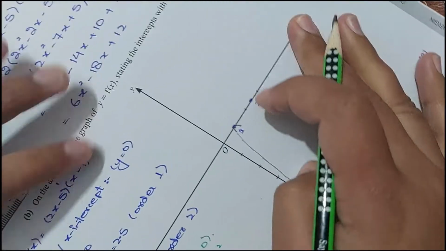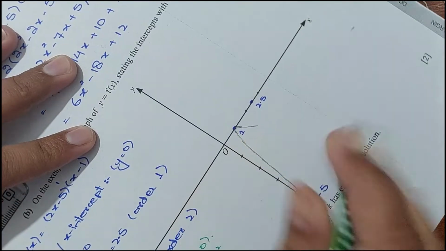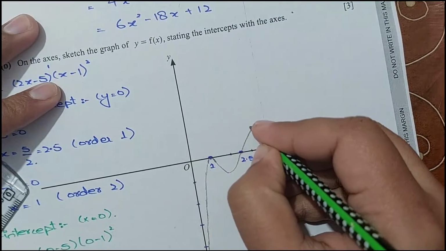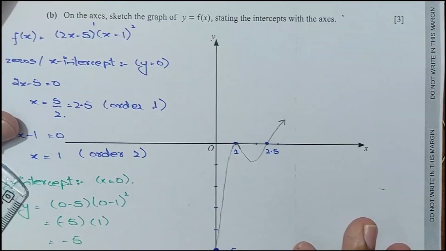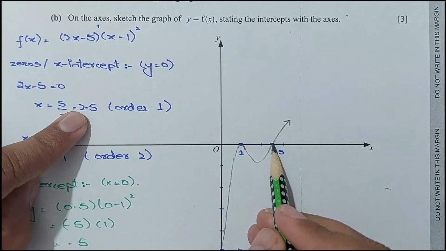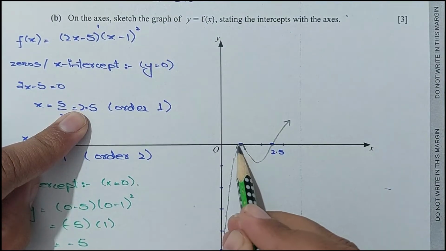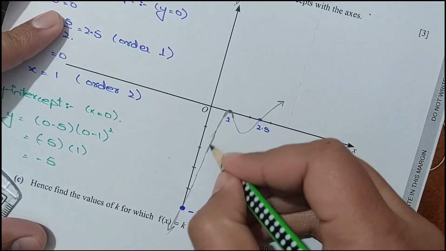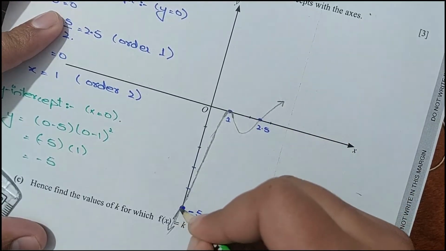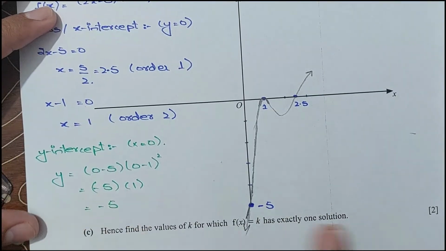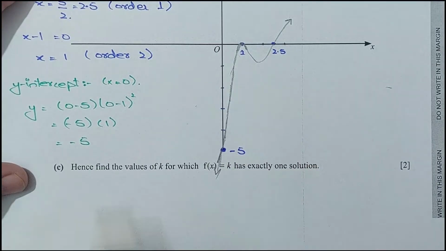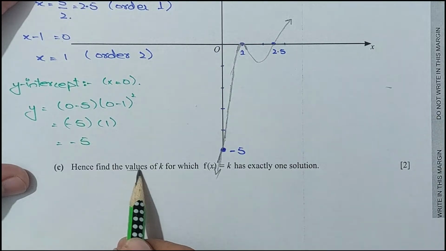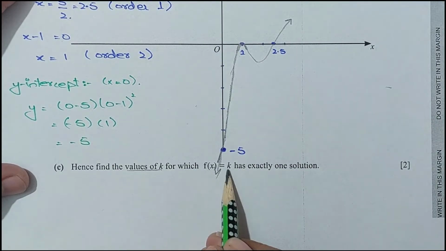All right, this would be the shape of the curve. This 0 is of order 1 and this 0 is of order 2, so it should look like a parabola, and it also passes through the y-intercept. This is my y-intercept, and it moves to this quadrant as well. Okay, that's the sketch.